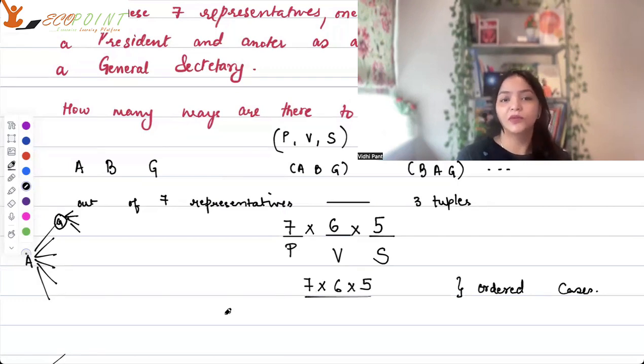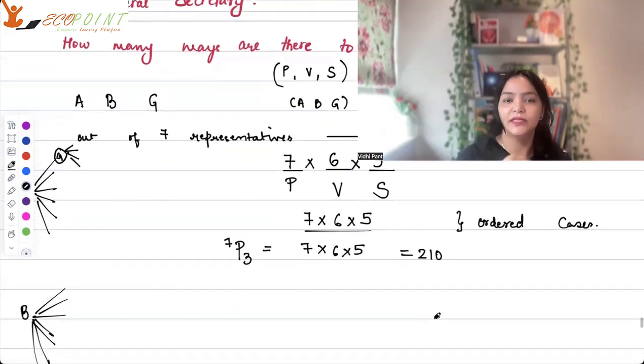In other words, you can also call this 7P3, which is equal to 7 into 6 into 5, which is 210. 7 into 30, 210. So 210 ordered cases you can get from here. These are the number of ways in which you can arrange as president, vice president, general secretary, 3 people who have been chosen out of 7. तो ये अरेंजमेंट का क्वेश्चन है, समझिएगा इसको ध्यान से.